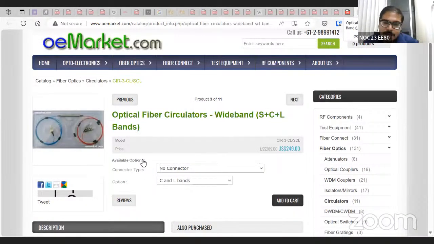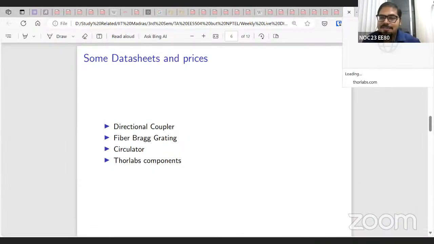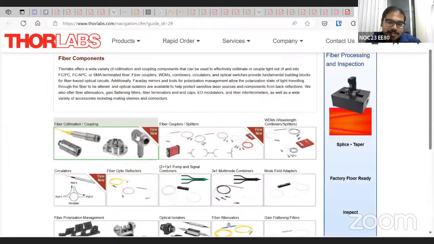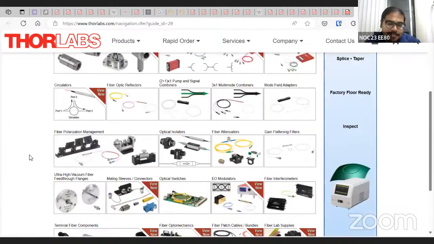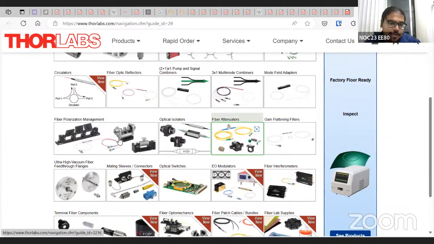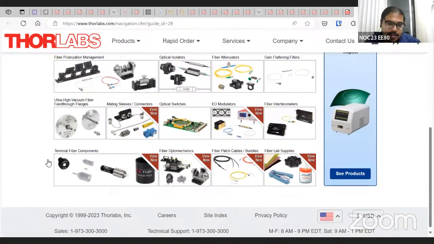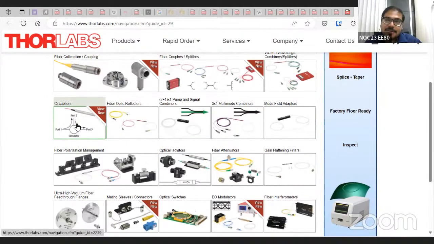And so far we saw this first on OE market. You can also see this. This is Thorlabs. They also sell the same components. Components look the same. If you want to look at how these components look, you can go through the Thorlabs website. You will also get an idea of prices and all. Thorlabs and OE market both publish their prices along with the components.